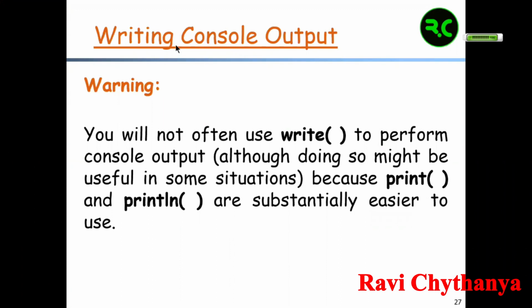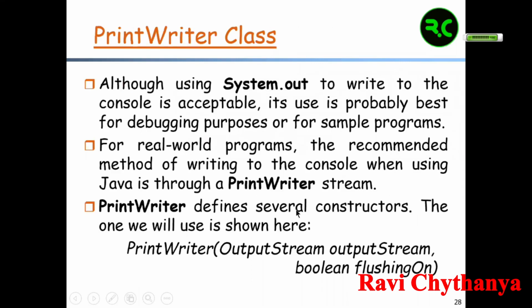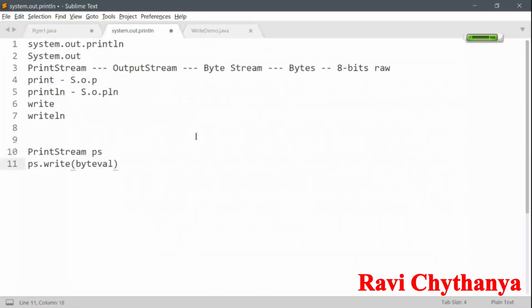And when you are writing the console output, you need to consider a warning that you will not often use the write method to perform console output, because we have the print and println methods, which we are already using. I'm mentioning this write method and writeln method for your understanding. You can use the write method when you want to print values in the form of bytes, not directly as strings. So this is the warning: you need to consider well when using the PrintStream class to use the write method. And the PrintStream belongs to the byte stream.